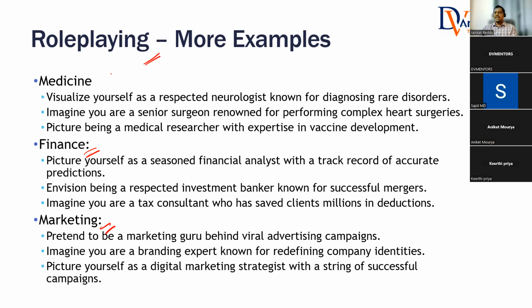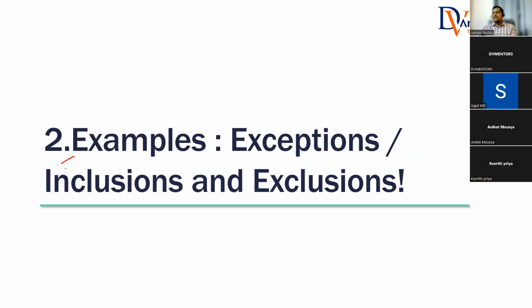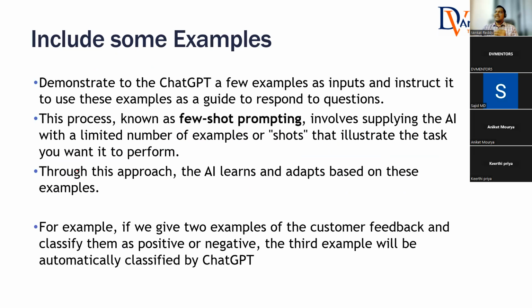Let's go to the second aspect: examples, exceptions, inclusions, exclusions. So give ChatGPT some examples. These examples are known as shots. If you're giving some examples, then ChatGPT will very easily learn the context that you are talking about. Then it will give you very precise and very much related answers, almost like the one you are searching for, readily available to you within one go.